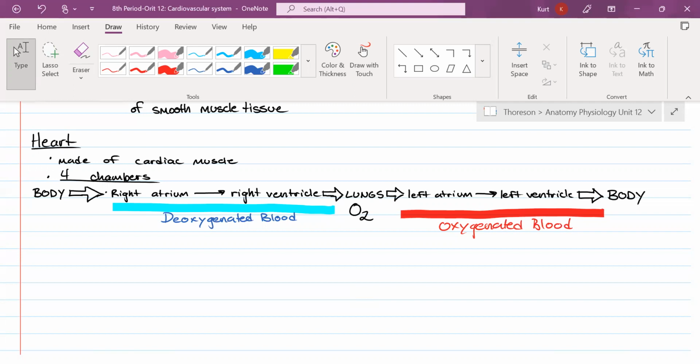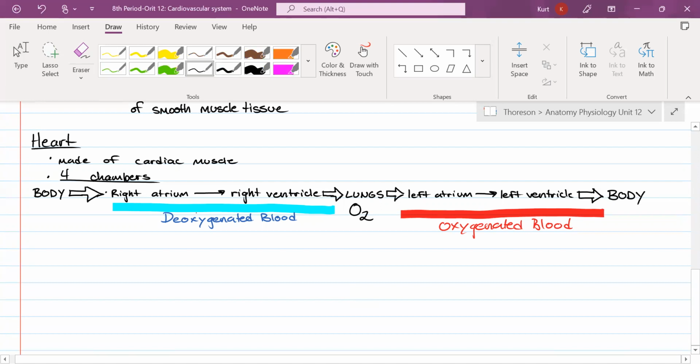The lungs. Where is it coming from when it leaves the left side? Or excuse me, where is it going to when it leaves the left side of your heart? The body. And the whole thing just repeats itself. It is a cycle. Your blood goes one direction. You don't want it going backwards. That's bad. And there are valves throughout the heart, but we're going to get to those valves on your diagram.